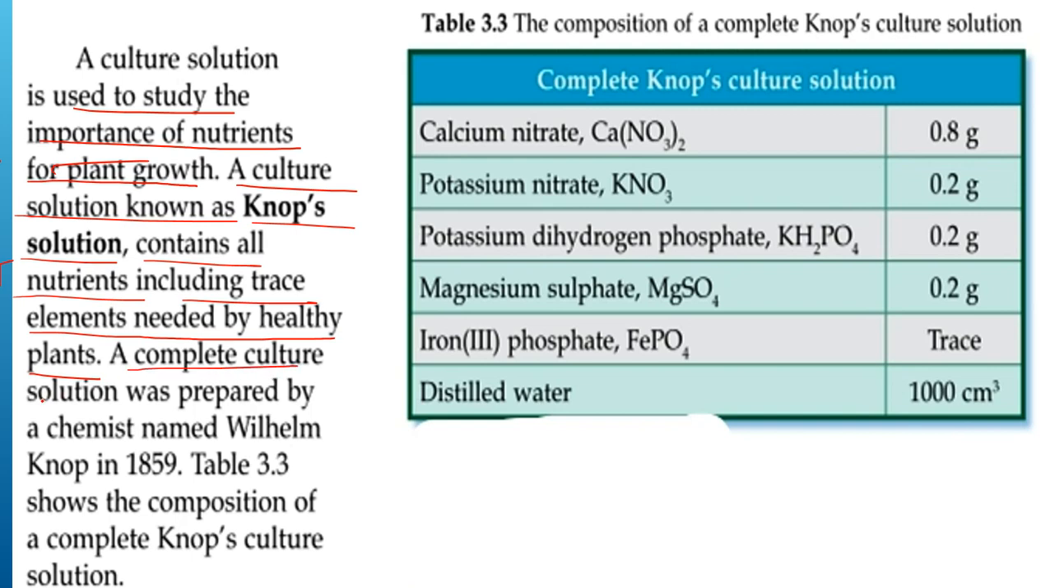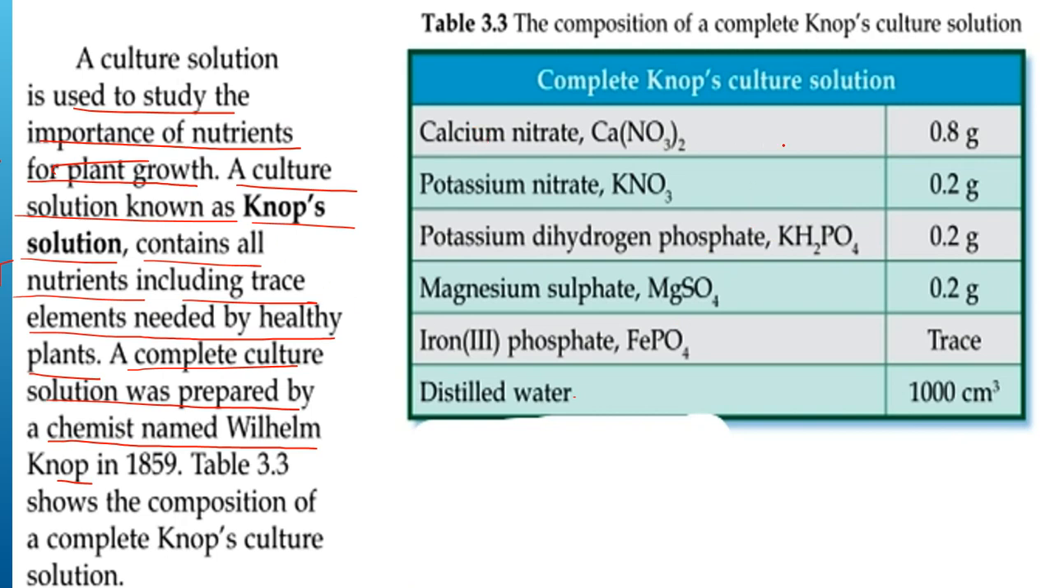A complete culture solution was prepared by a chemist named Wilhelm Knop in 1859. Sebab itu dia panggil Knop's solution lah. So this table shows the composition of the complete Knop's solution. Ini adalah Knop's solution, culture solution, yang sangat diperlukan oleh tumbuhan yang sihat lah.